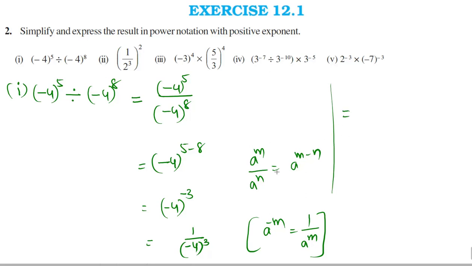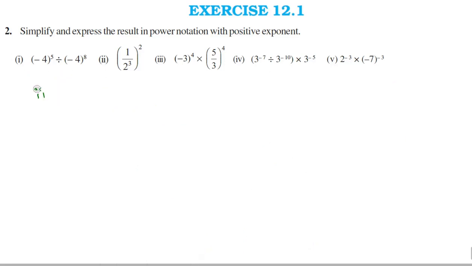Now 1 can be written as 1 cube. So combine both cubes. We can write 1 by negative 4 whole cube, or we can write negative 1 by 4 whole cube. This is the final answer. Now let us go to the second problem. Second problem, 1 by 2 cube whole square.